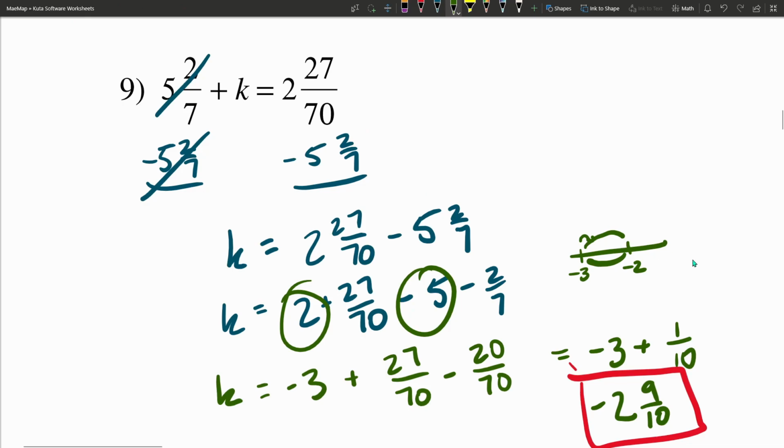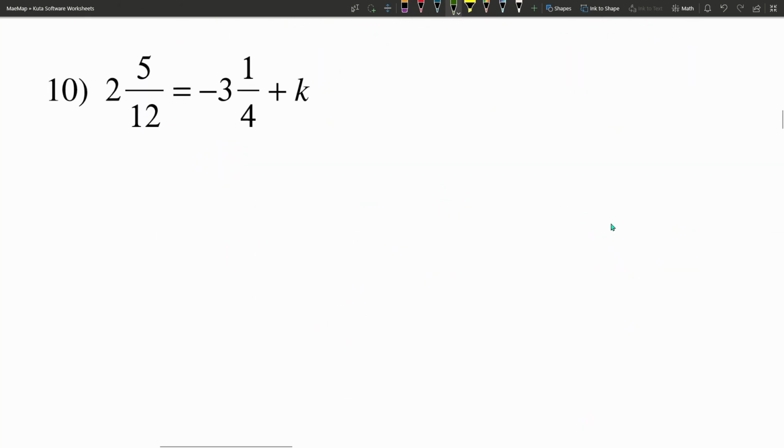Now let's move on to number 10. Number 10 is the last problem on this first page, and how we're going to start by solving it is we're going to add 3 and 1/4 to both sides of our equation.